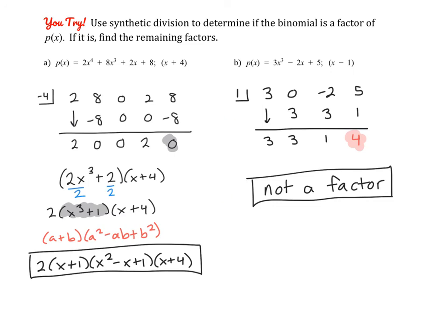Now for part B, when you do your synthetic division, we end up with a remainder of 4. So since the remainder is not 0, we just say not a factor, and we are done.